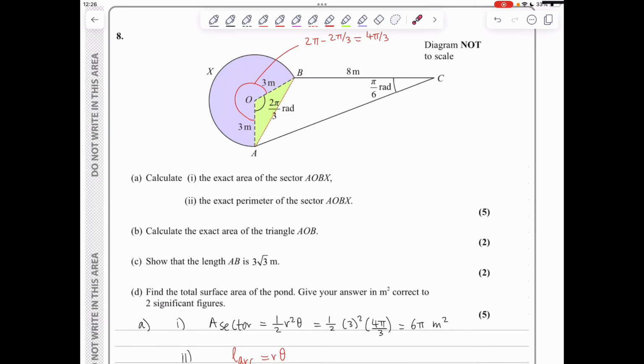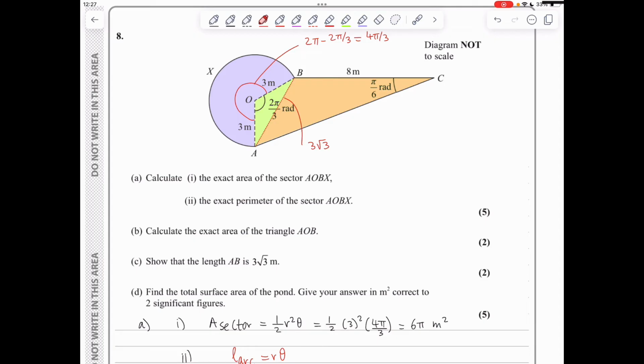In D, we need to find the total surface area of the pond, and we need to give our answer in square meters correct to two significant figures. So we need to essentially add up the area of the major sector, the area of the triangle, plus the area of this triangle here. We have already established that the length of AB here is 3 root 3.